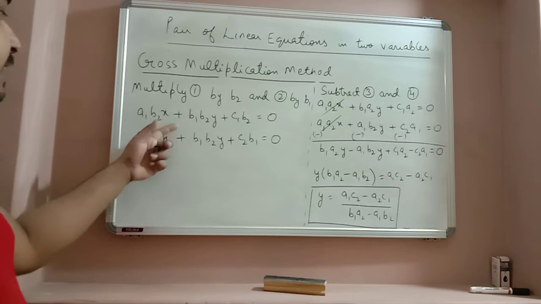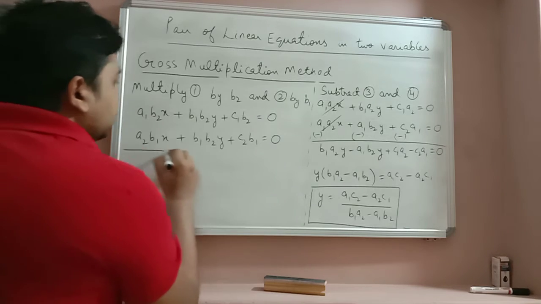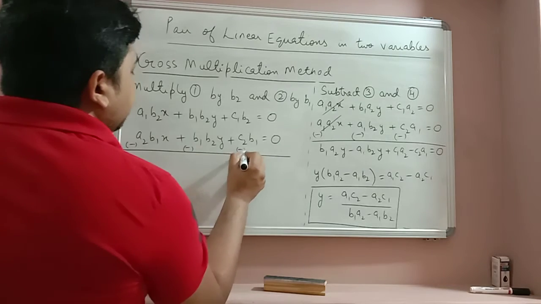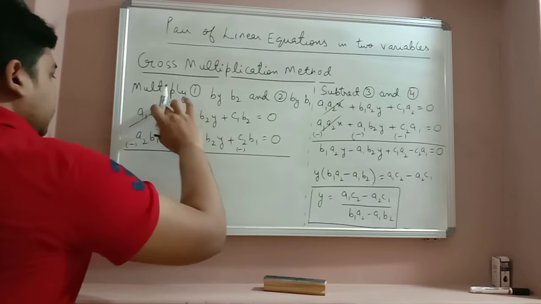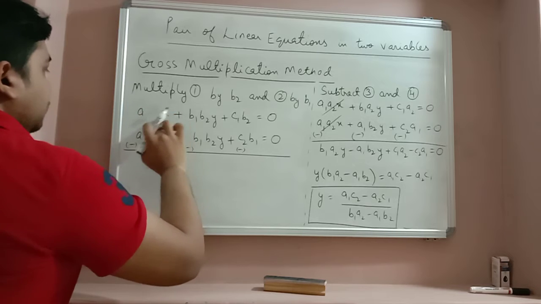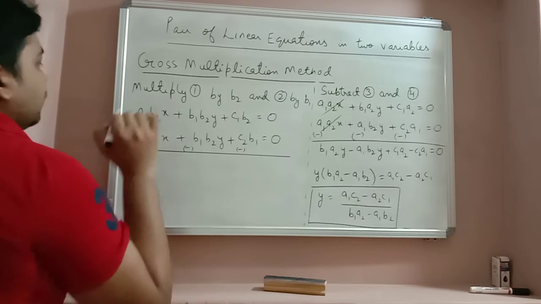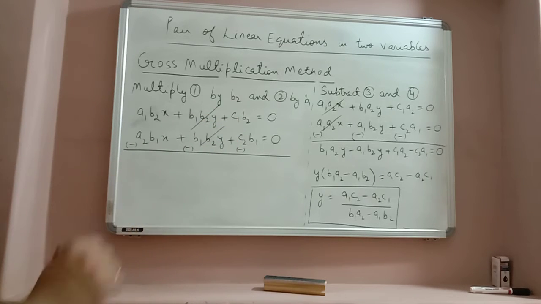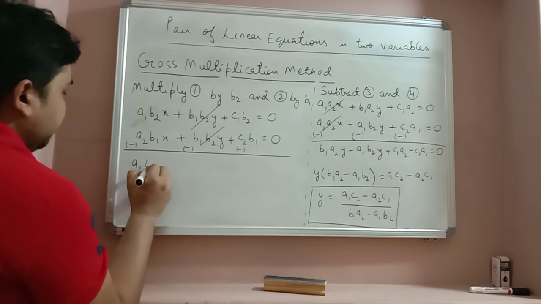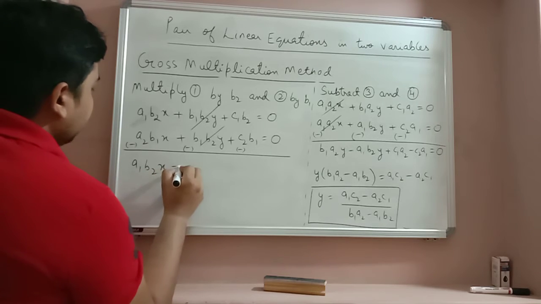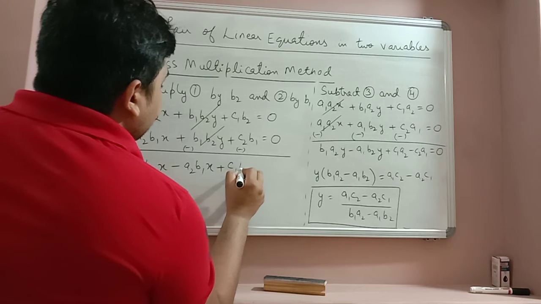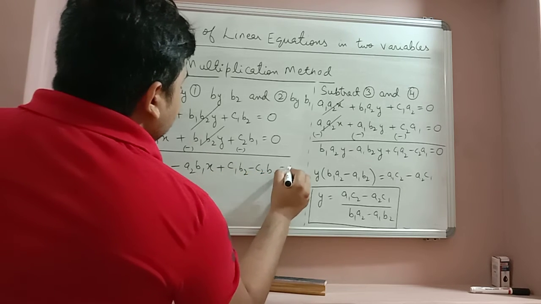Now let us just subtract these two equations right away as we did earlier. So this becomes minus, and this also becomes minus. This will not get cancelled. These two get cancelled, b1 b2y minus b1 b2y, and we are left with a1 b2x minus a2 b1x plus c1 b2 minus c2 b1 equals 0.